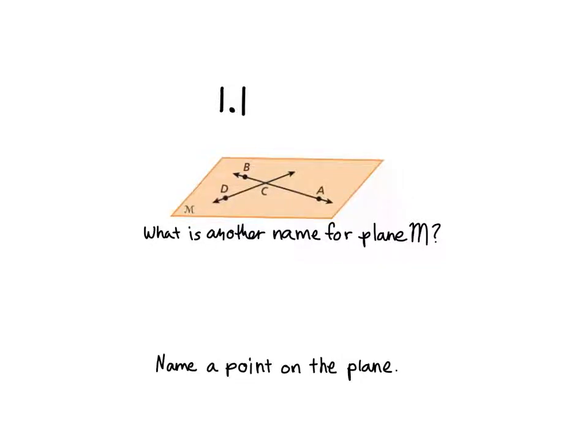What's another name for plane M? Wait, could it be plane BCD? Plane B, C, D. Remember, you name a plane by 3 points that are not on the same line in the plane.